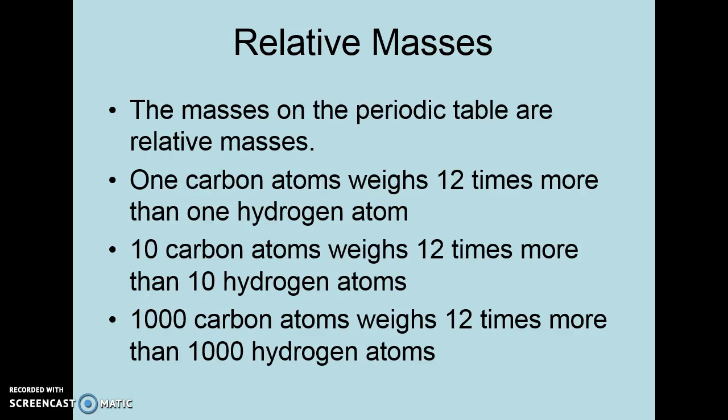The same is true for atoms and molecules and formula units. The masses on the periodic table are relative masses. One carbon atom weighs 12 times more than one hydrogen atom. So, 10 carbon atoms weigh 12 times more than 10 hydrogen atoms. And 1,000 carbon atoms weigh 12 times more than 1,000 hydrogen atoms. So a mole of carbon atoms weighs 12 times more than a mole of hydrogen atoms.